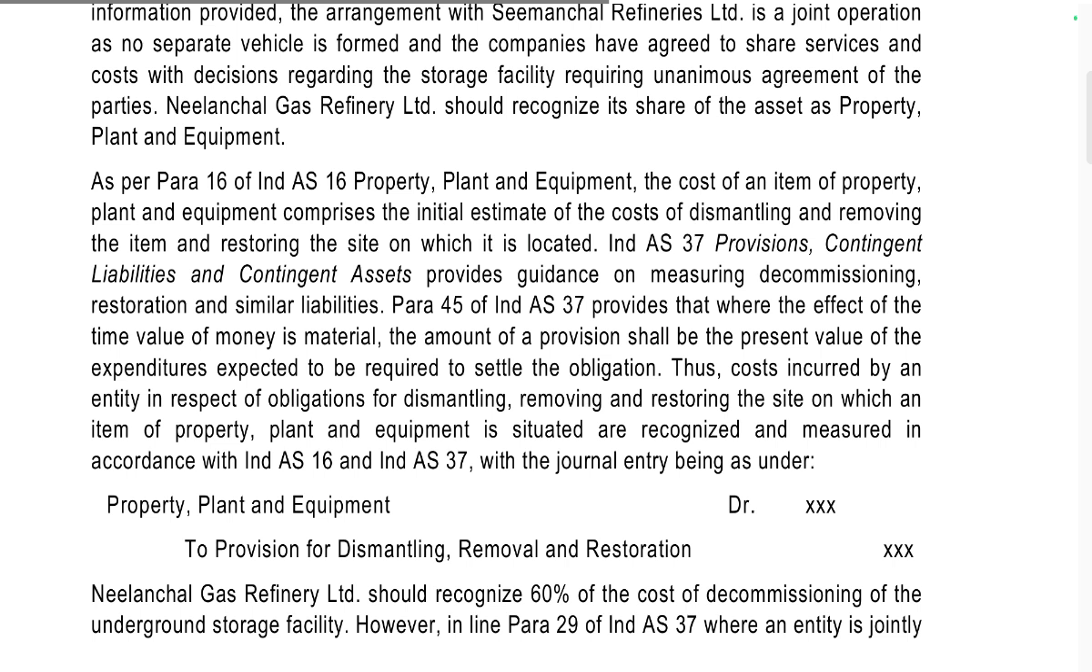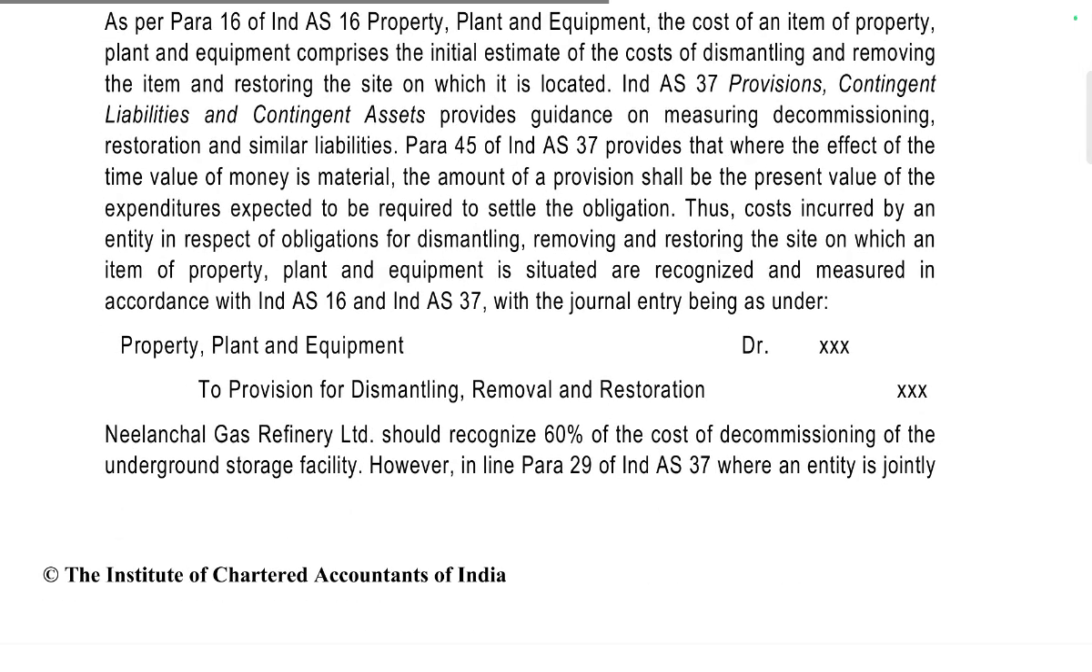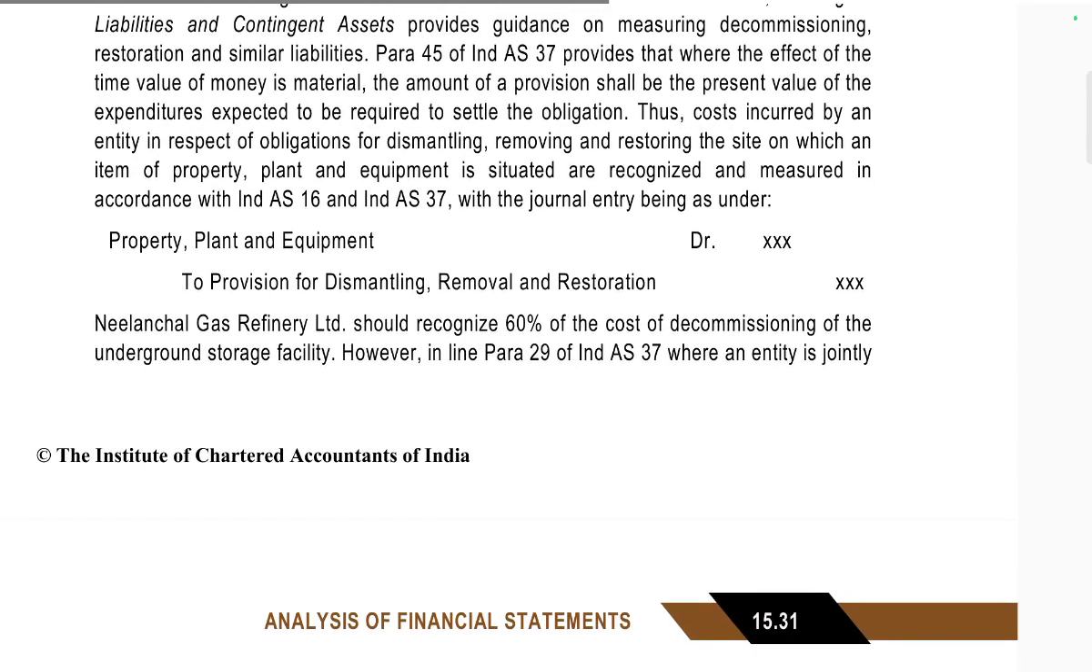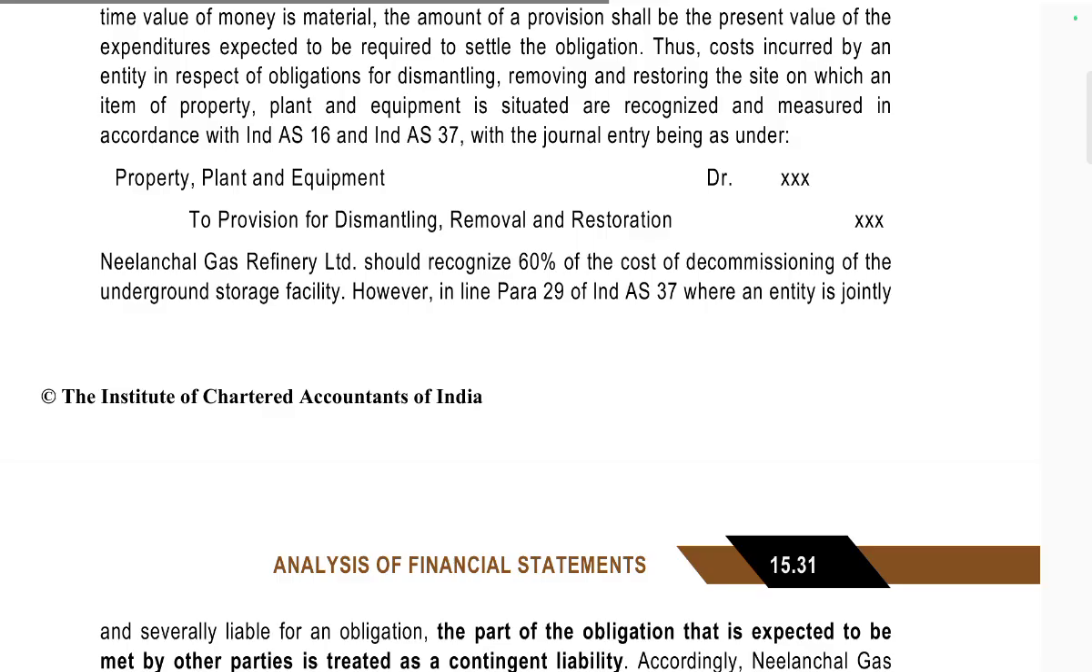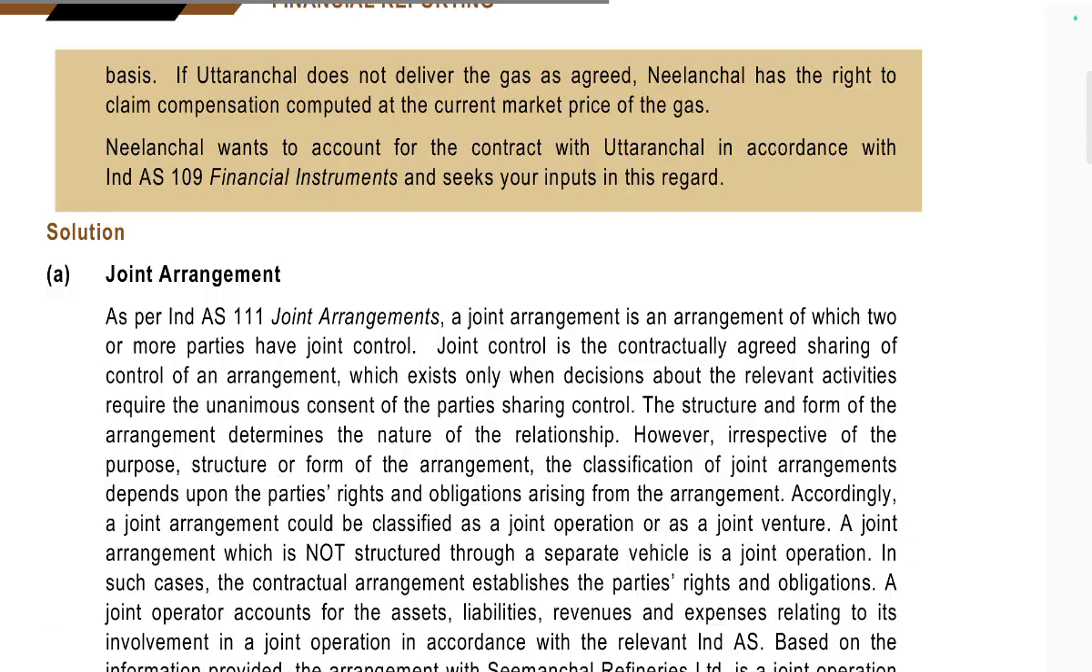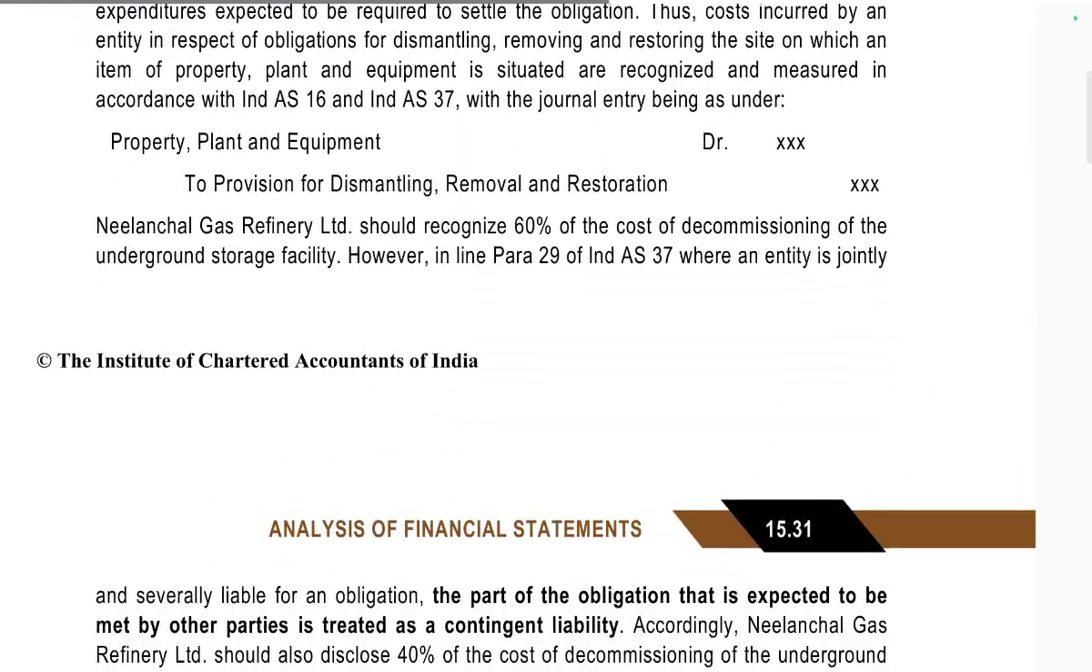Para 45 of Ind AS 37 provides that if the effect of the time value of money is material, the amount of the provision shall be the present value of the expenditures expected to be required to settle the obligation. The cost incurred by the entity in respect of the obligation of dismantling, removing and restoring the site on which the items of property, plant and equipment are situated is recognized and measured in accordance with Ind AS 16 and Ind AS 37. The journal entry is: debit property, plant and equipment; credit provision for dismantling, removal and restoration.